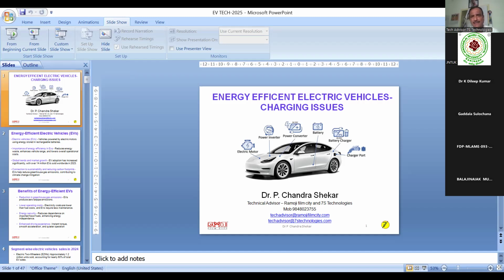Global trend and market: EV adoption has increased significantly, with over 14 million EVs sold worldwide in 2023. Connection to sustainability and reducing carbon footprint: EVs help reduce greenhouse gas emissions and contribute to climate change mitigation. Now everybody talks of climate change, and everybody wants to get into greener mode. That's how electrical vehicles contribute to a greener environment.